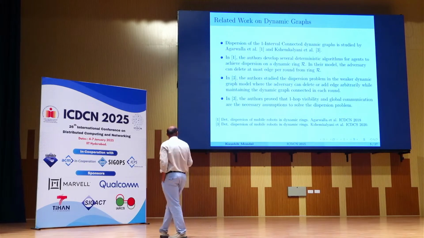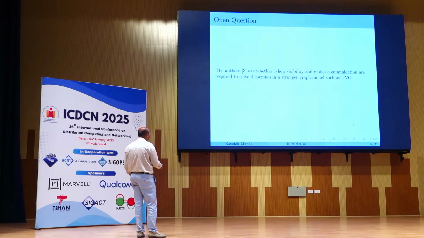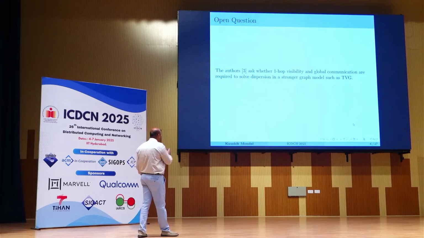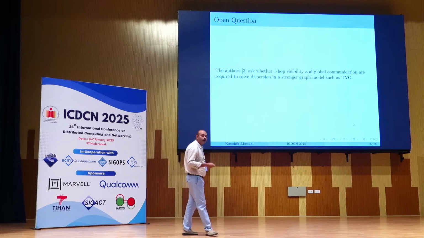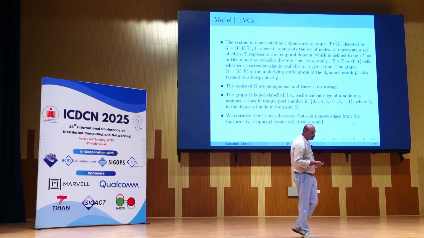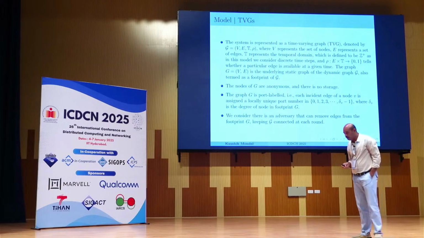So then the related work, again those two works only: the dispersion on dynamic graphs, and the work by Empolani et al., where it is kept as an open problem what the status is, that is, whether one still needs 1-hop visibility and global communication to solve dispersion in a stronger model such as TVG. So let us check the TVG model, what the main differences are between the previous model and this model where we are going to work.